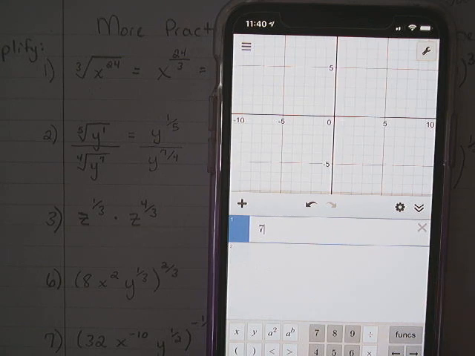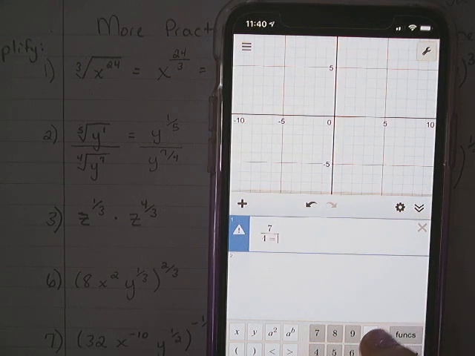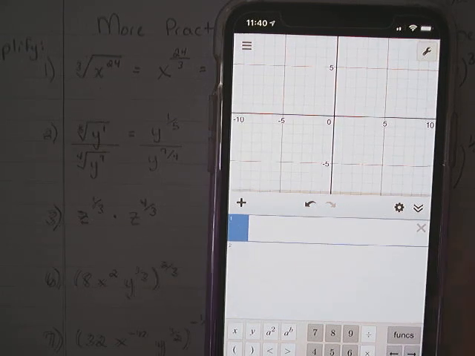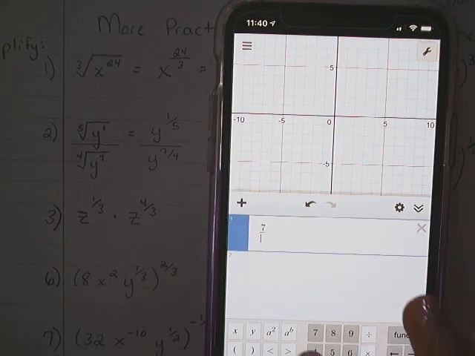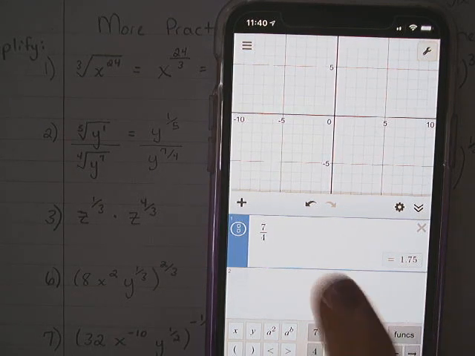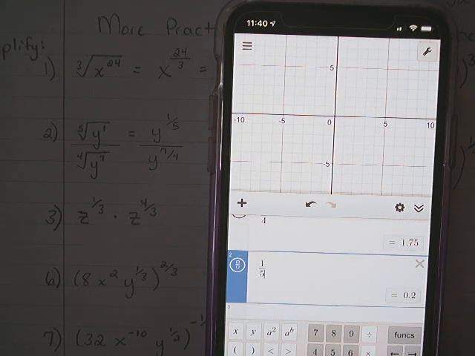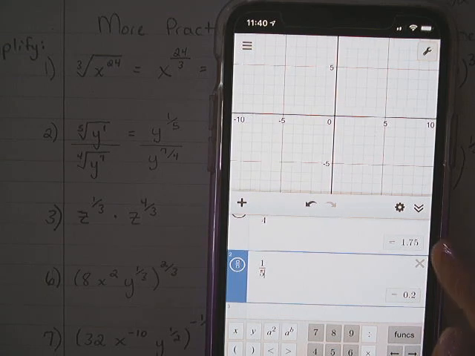Like if I didn't know if 7 over 4 is bigger, then I could type that in and see what that equals. I'll just type it in: 7 divided by 4. And let's see, that's 1.75. And then if I compare that to 1/5, which should be a little bit easier to compare, that's 0.2. So 7 over 4 would definitely be bigger.